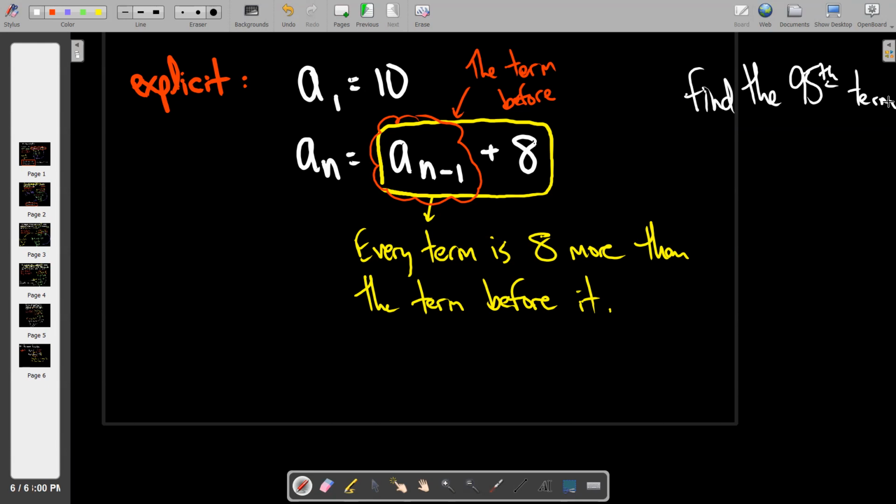What I'm trying to tell you is that recursive formulas kind of suck a little bit because you have to know this term to be able to find this term. In a recursive sequence formula, every term is not based on a formula that lets you go where you want. Every term is based on the guy that came before him. You cannot find the 40th term if you don't know the 39th term.